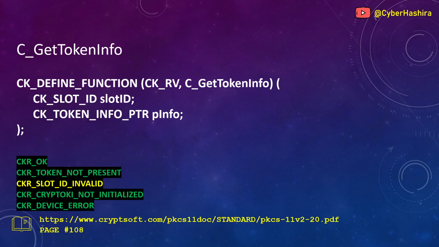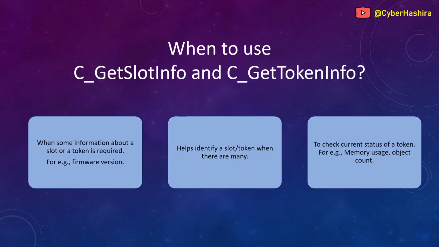CKR slot ID invalid means that the slot ID that was passed as an argument into C get token info does not exist. CKR crypto key not initialized means crypto key is not in an initialized state. And CKR device error means a token did not respond to a command or request which was sent to a token.